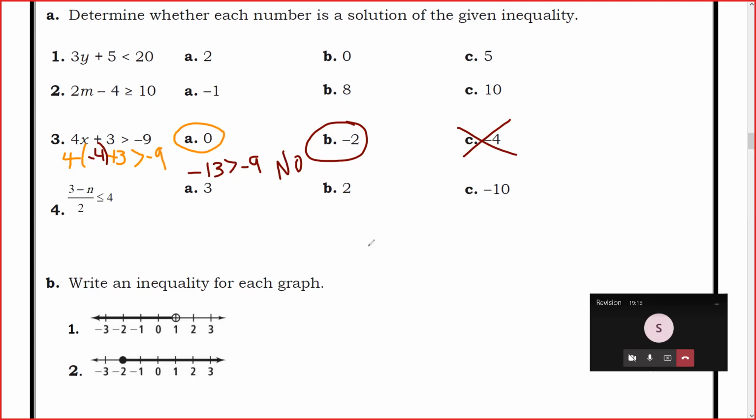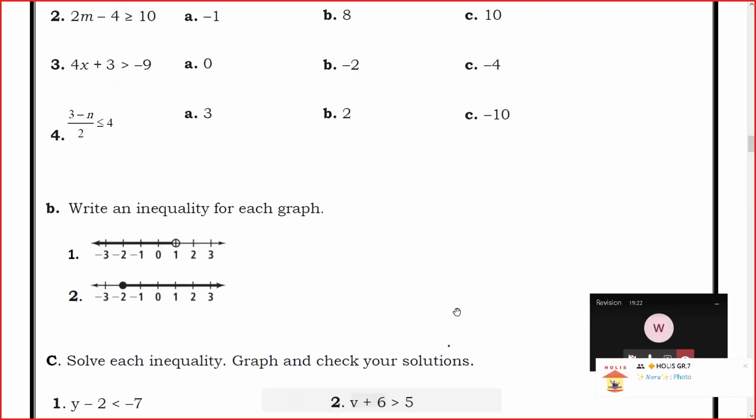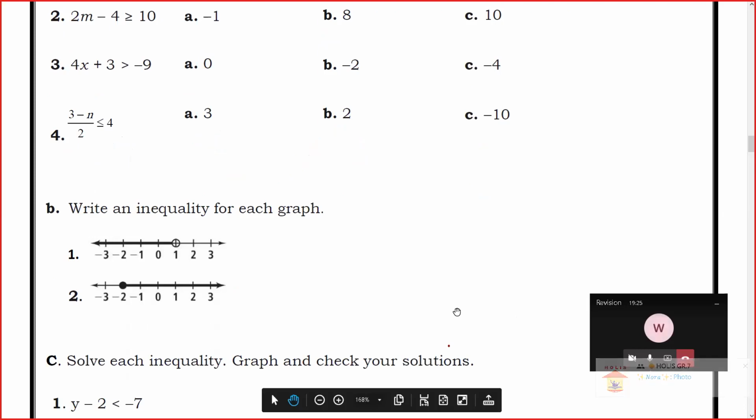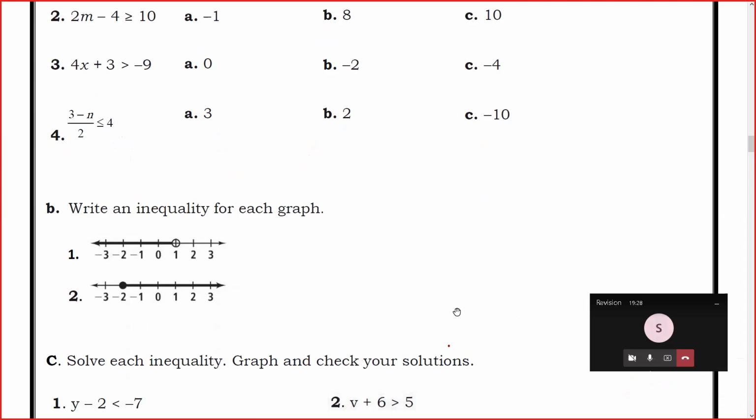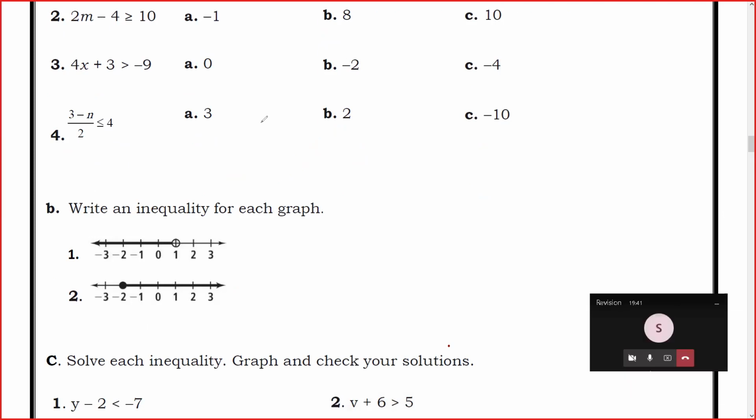Now let's solve number 4. Three minus n over 2 is less than or equal to 4. This is my inequality, and I have here 3 solutions: 3, 2, and -10. I want to decide which will be the solution of the given inequality. So here, let's start with number 3.